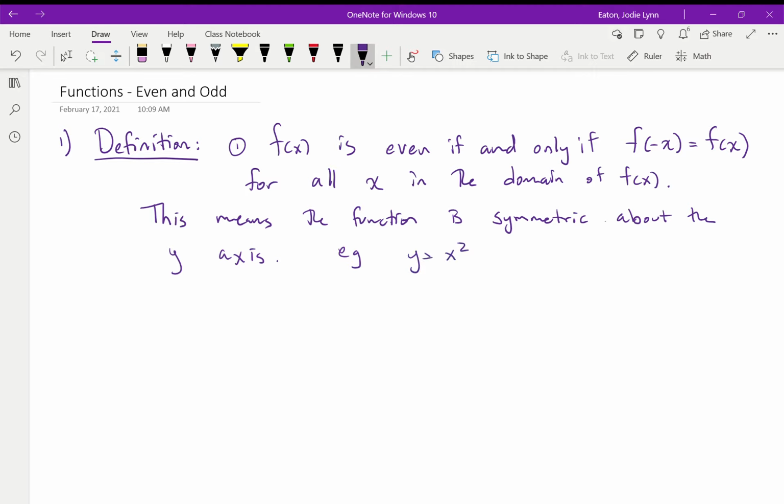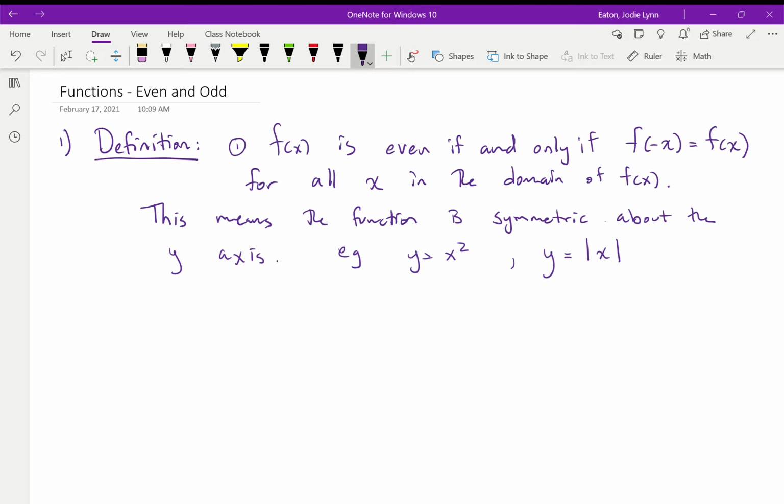is an even function. Y equals the absolute value of x. Those are both even functions. Note, though, that not all parabolas and not all absolute value functions are even functions. It has to be symmetric about the y-axis. So if you transform that function, move it left or right, it is no longer even. It has to be that f of minus x equals f of x. Okay?